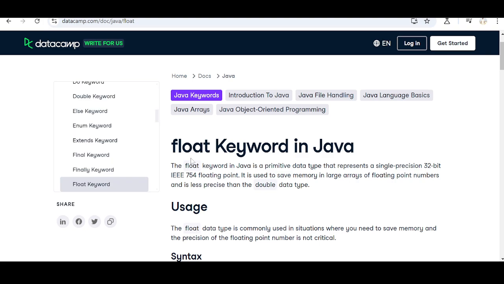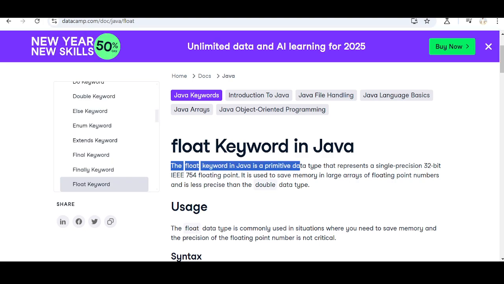You see, what is a float keyword in Java? The float keyword in Java is a primitive data type that represents a single precision 32-bit IEEE 754 floating point. So we study this blindly, but we don't really understand what it really means. That's the reason why yesterday I explained to you how we use the IEEE 754 standard to convert the floating point number to the equivalent binary number. That's why we have studied that, right?